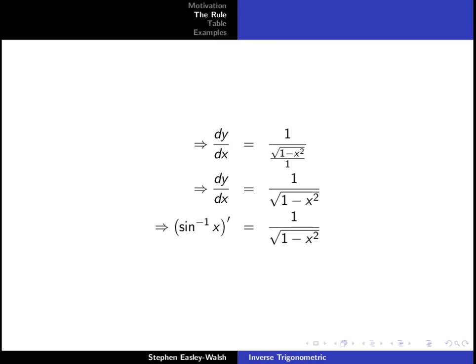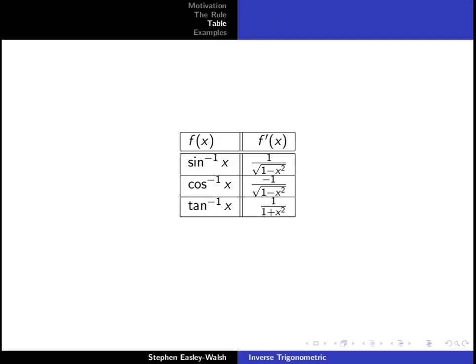So we have the result. The derivative of sine inverse x is 1 over square root of 1 minus x squared. The proof you've just seen can be repeated almost identically for cos inverse and tan inverse. It'd be rather redundant to show you this, so instead I'll give you the results from those proofs.